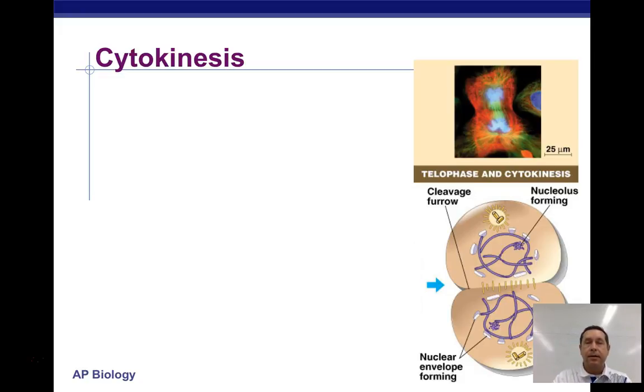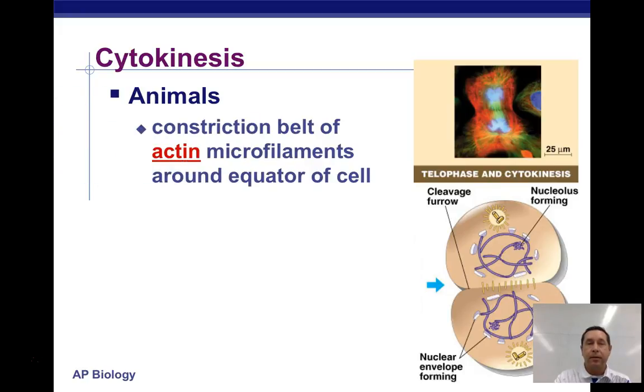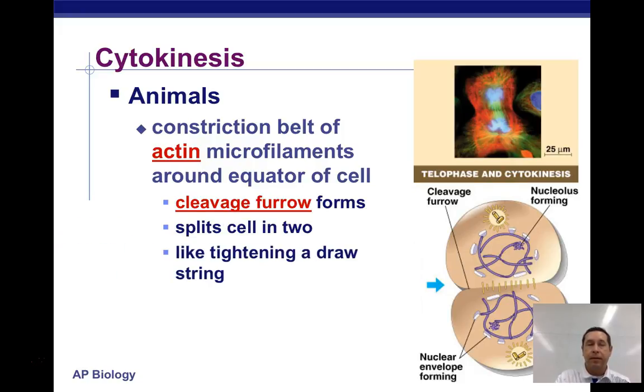So cytokinesis is the actual splitting of 1 cell into 2 cells. In animal cells, there's a constriction belt that forms around the center made of actin filaments that pinches the cells in and eventually pinches them off into two individual cells. That pinching in forms what's called the cleavage furrow, and the cell splits in two.